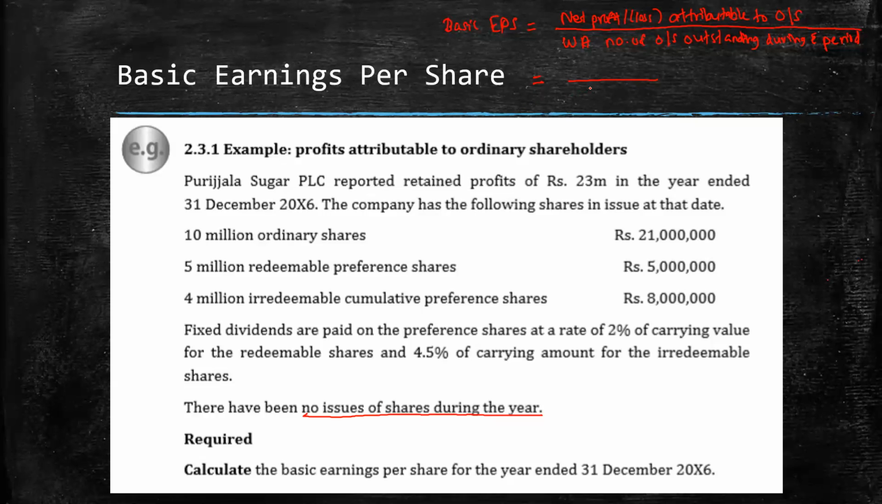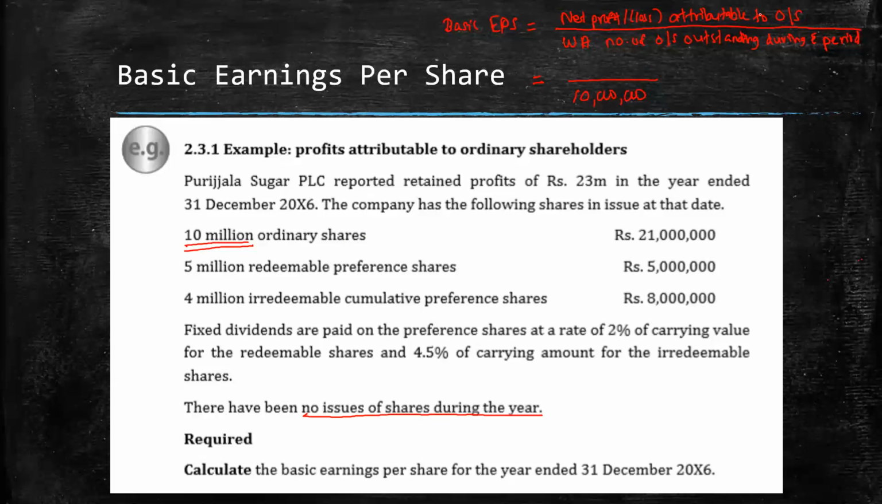So what should be the figure here? Figure that we need to consider here. කීයද? No issue of shares during the year. Number of ordinary shares ගාන වෙනස් වෙලා නැහැ. How many ordinary shares were there? There were 10 million ordinary shares. So this figure has not been changed, meaning we can directly take it here. 10 million. Right?